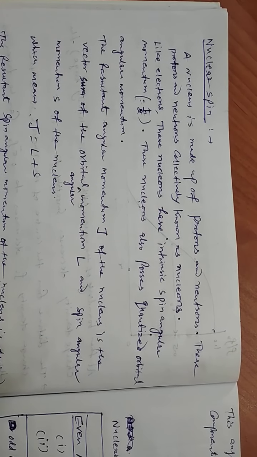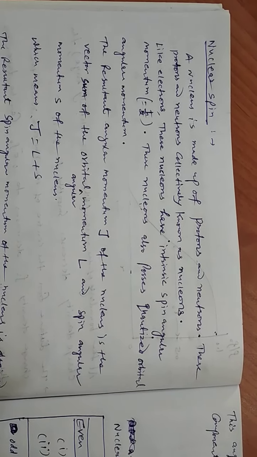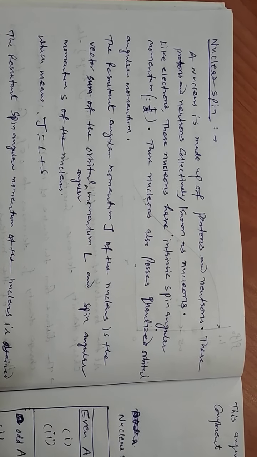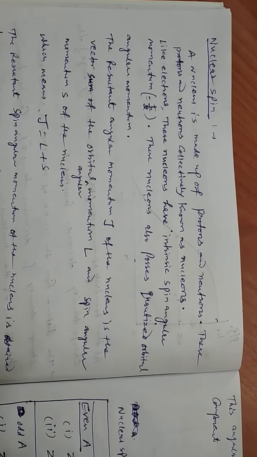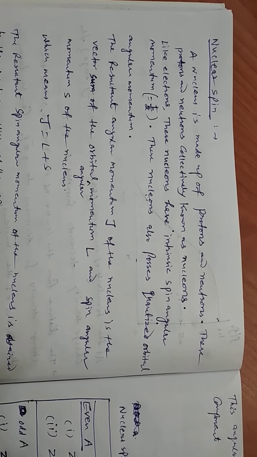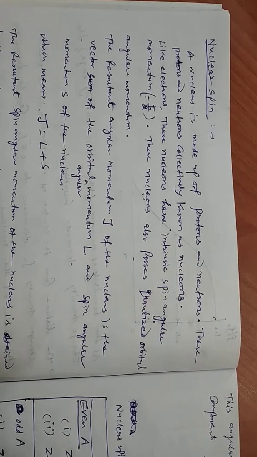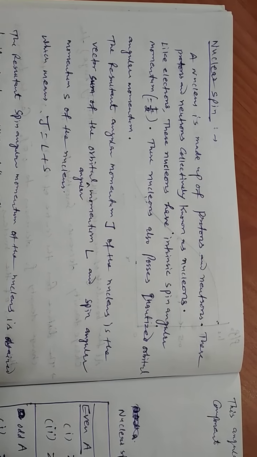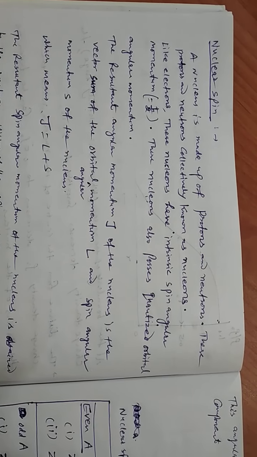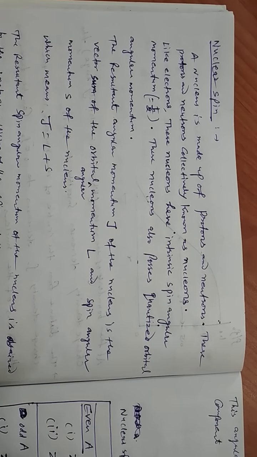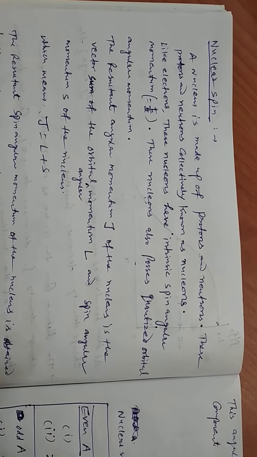Today we are discussing nuclear spin. As we all know, a nucleus is made up of protons and neutrons. These protons and neutrons are collectively known as nucleons. These nucleons possess intrinsic spin angular momentum like electrons.